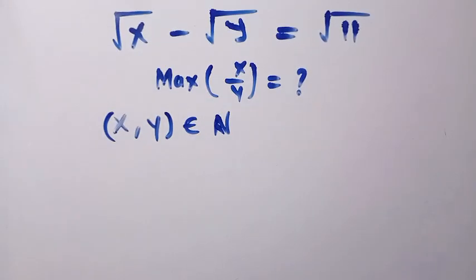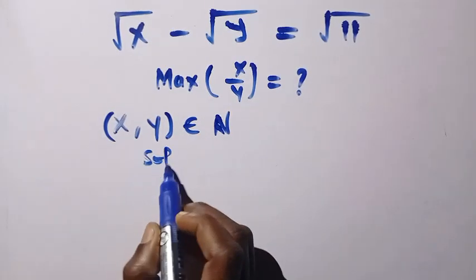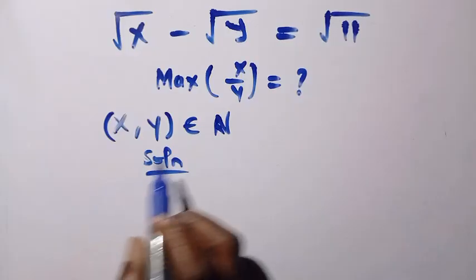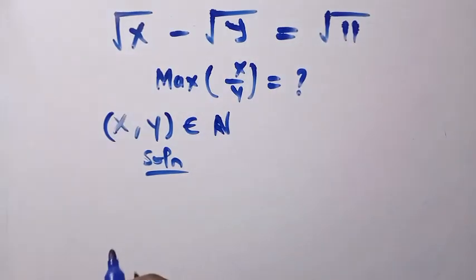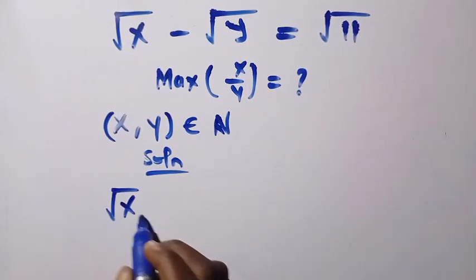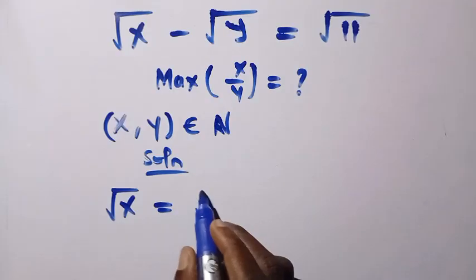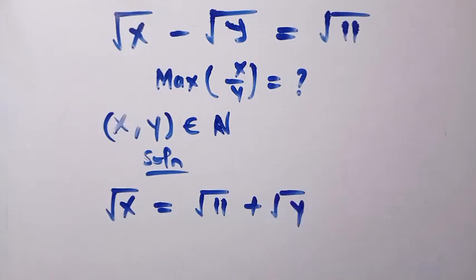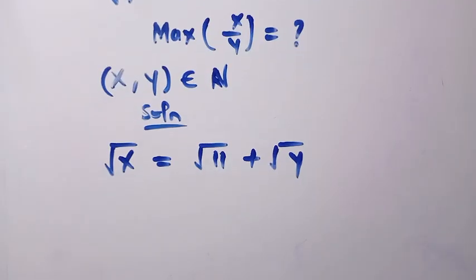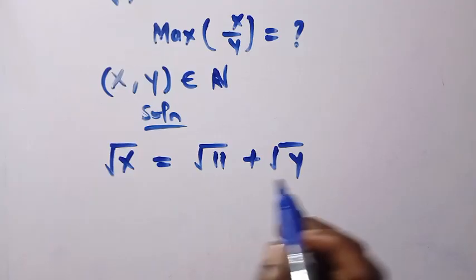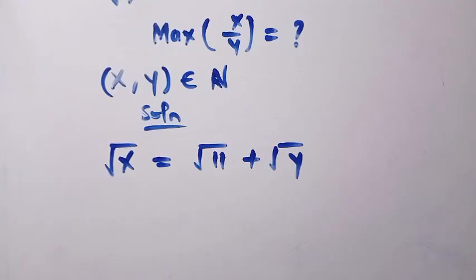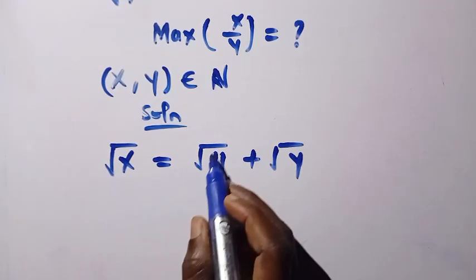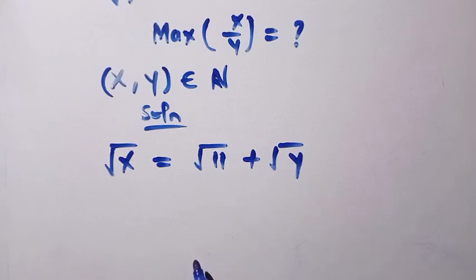So, to solve this, we are going to be considering transferring root y to the other side, so that we have root x equals root 11 plus root y. Before I finish solving this problem, you can try it and drop the answer in the comment box. But this is the best method, I think. Here we have root x equals root 11 plus root y.